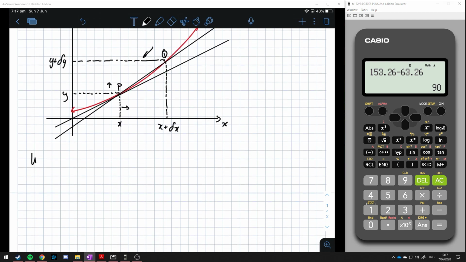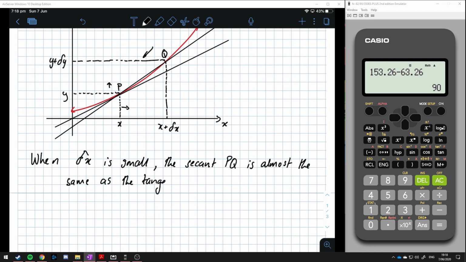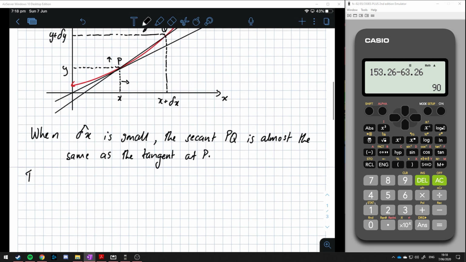So I'm going to say when delta x is small, the secant PQ is almost the same as the tangent at P. And the derivative is the limit. Okay, so the derivative becomes a limit.